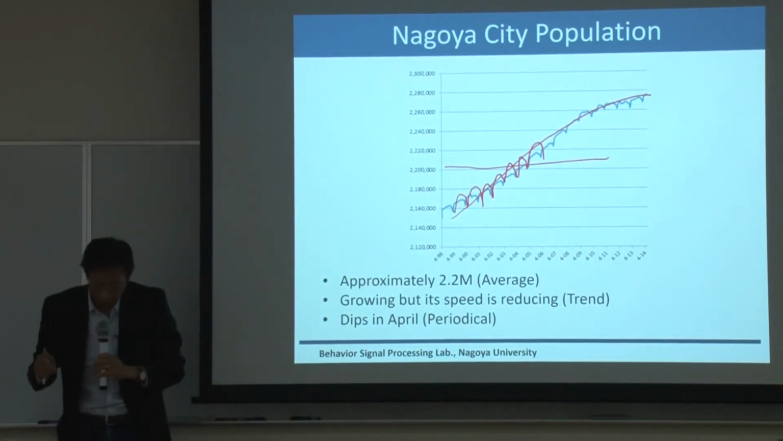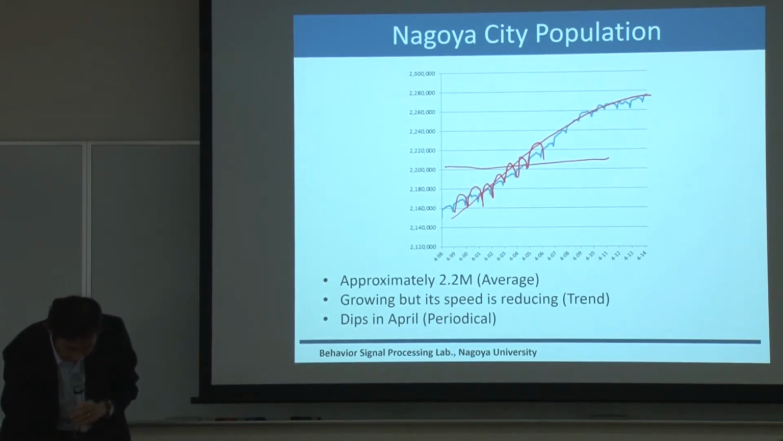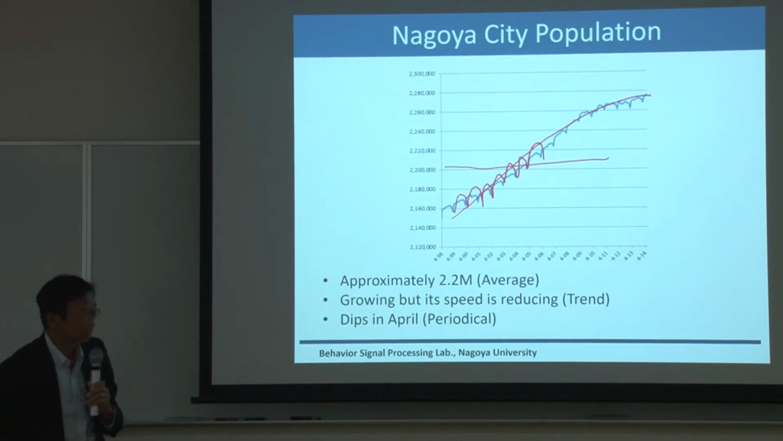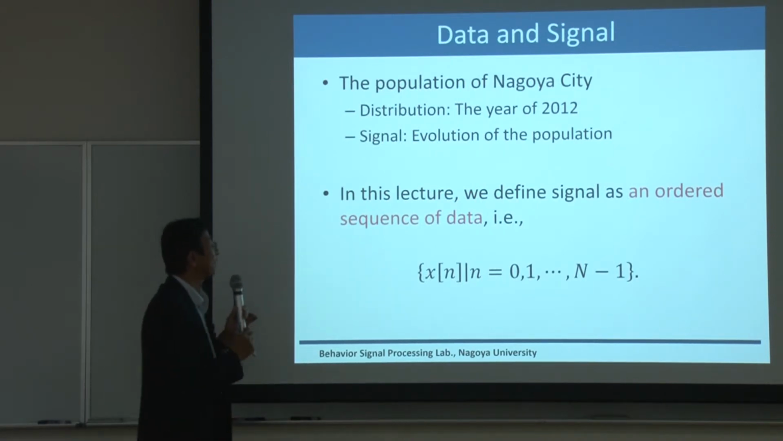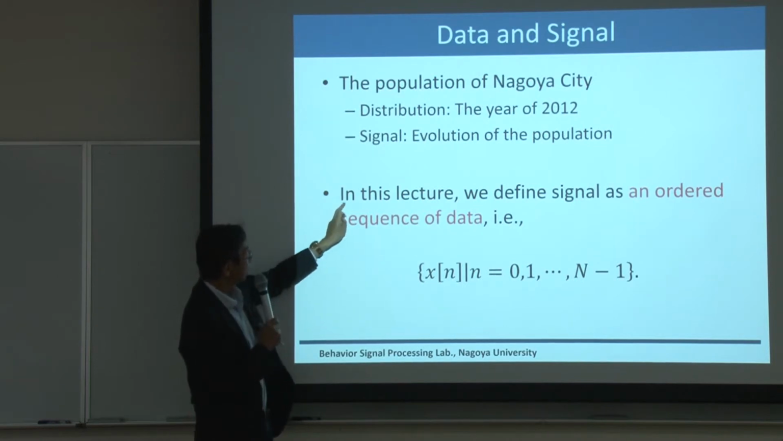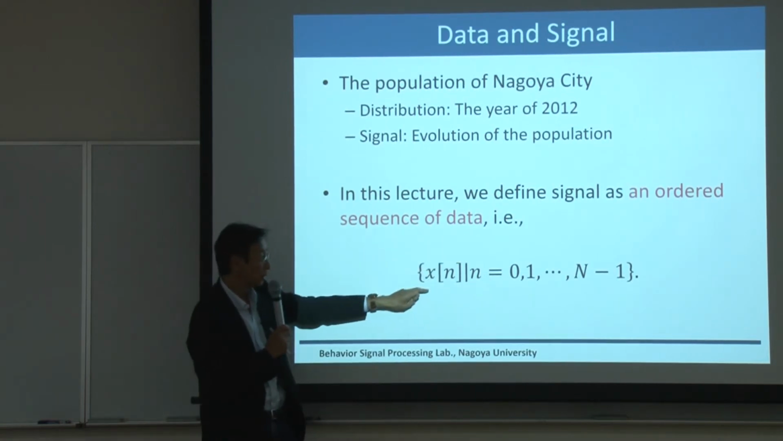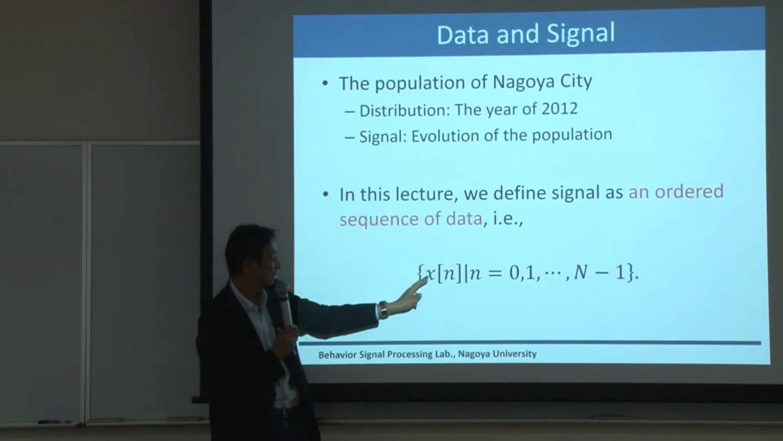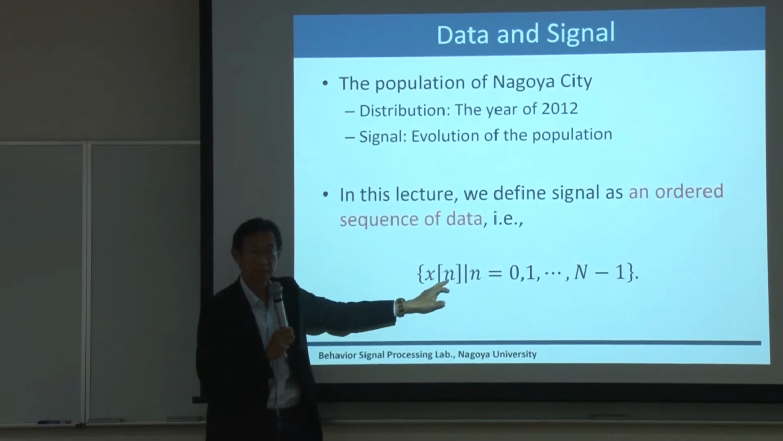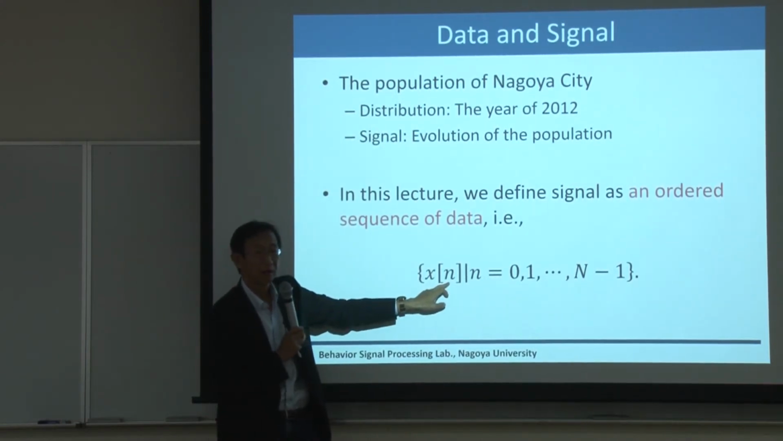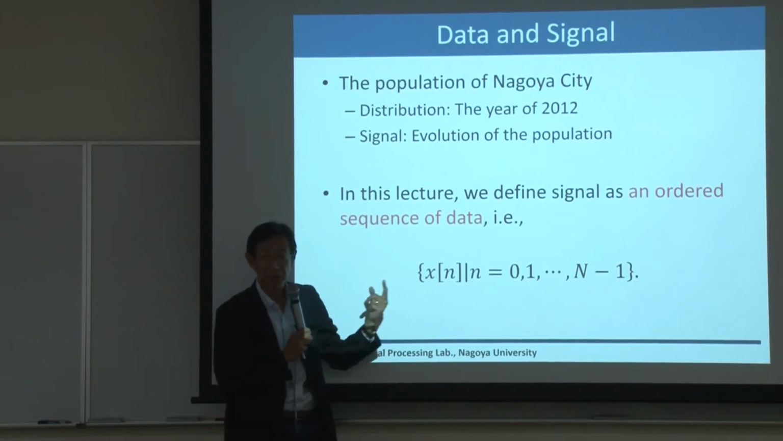So to understand these things, not by seeing that figure, but by calculating or processing the signal by the computer system, that is the digital signal processing area. So again, let me clearly define what is a signal. In this lecture, we define signal as an ordered sequence of data, which mathematically is represented by this. This is a variable ordered by the index. An index is usually a positive integer value, but it can also be negative.